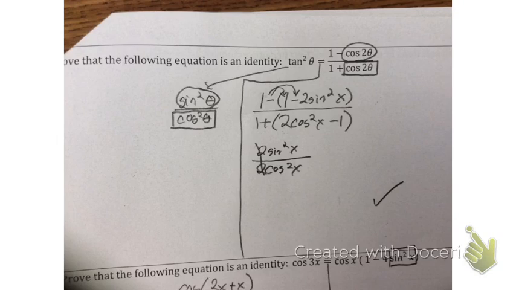So once again, I picked 1 minus 2 sine squared to rewrite cosine 2 theta on top. I picked 2 cosine squared, I guess I changed it to x on that side, minus 1 on the bottom one. You simplify, and you're going to find out you just get sine squared over cosine squared, and you're done.